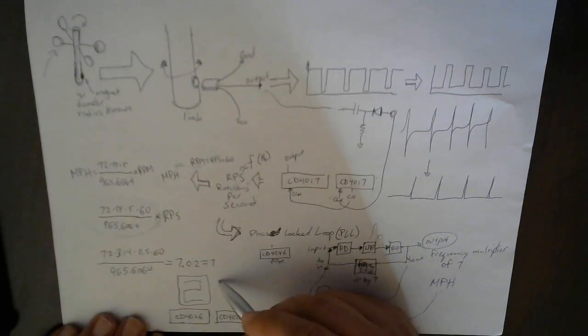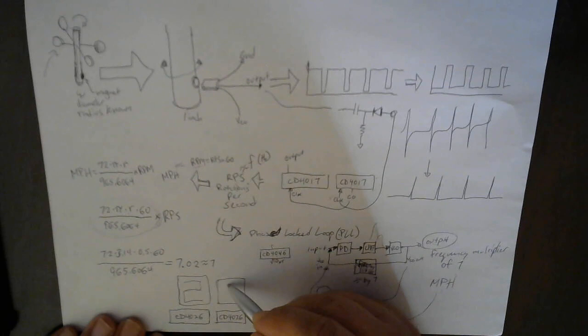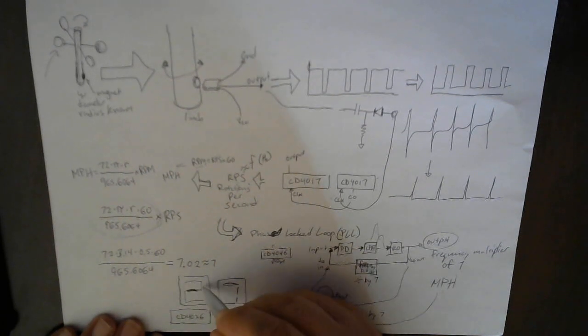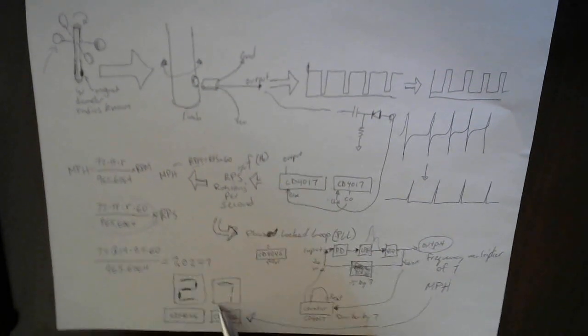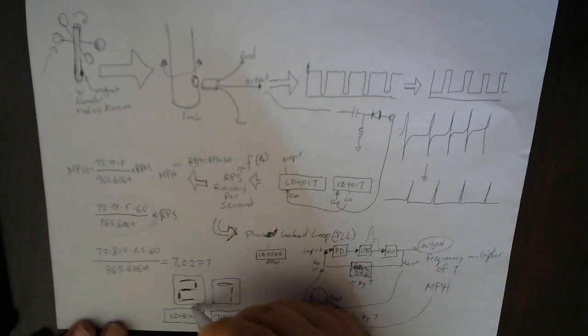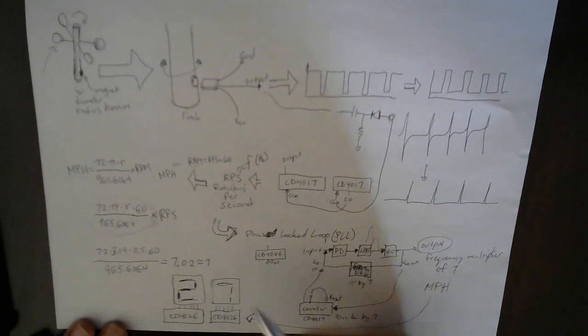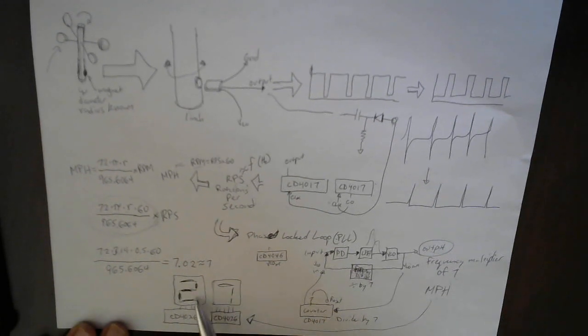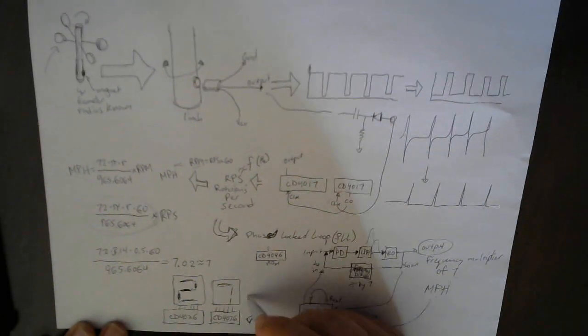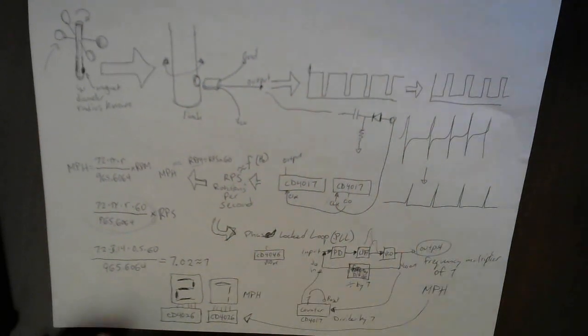I'm just writing random numbers here, but it looks kind of like this. This is the way you write a 27, for instance. And so this will directly drive these 7-segment displays, and whatever appears on the 7-segment display after all of this is going to be miles per hour.